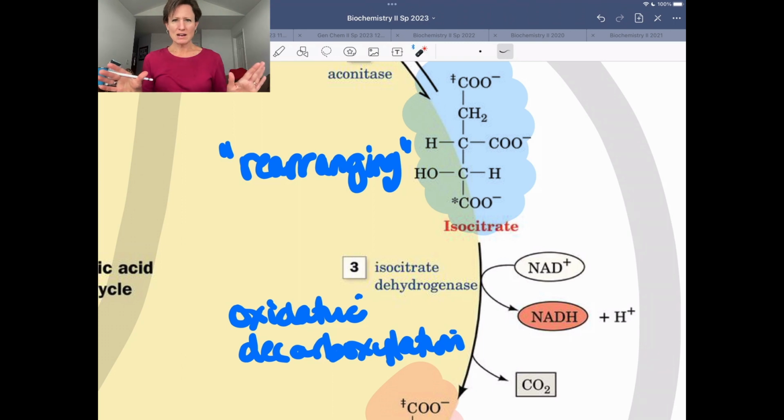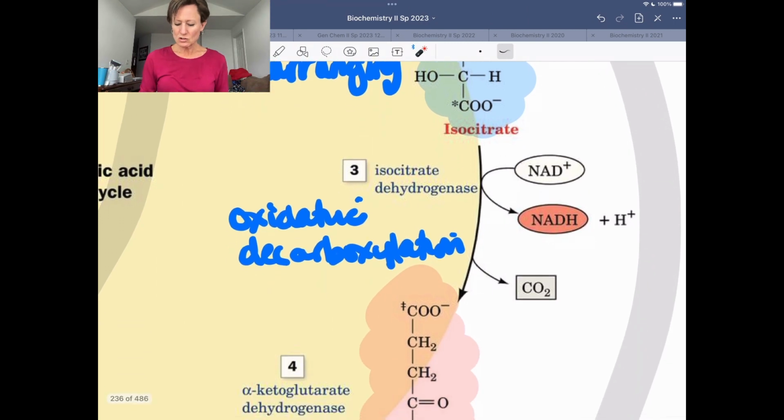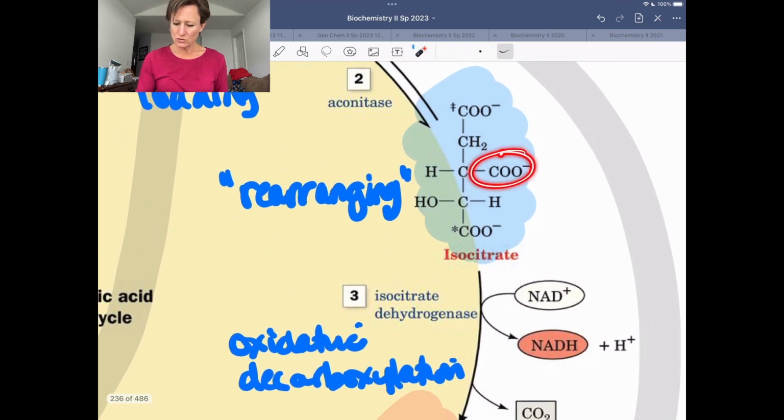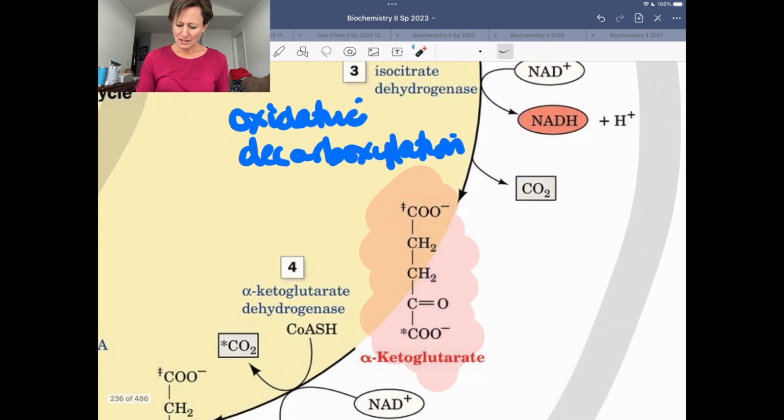Beta-keto acids decarboxylate on their own. We don't need additional cofactors. So oxidative decarboxylation is going to remove this CO2 group. And so you'll see that this is what we're going to have left here. Okay, that is alpha-ketoglutarate. Alpha-ketoglutarate now, just like pyruvate was, is an alpha-keto acid, okay?